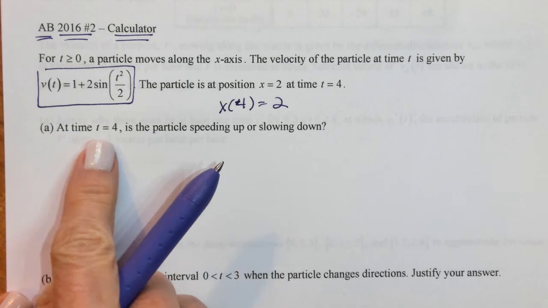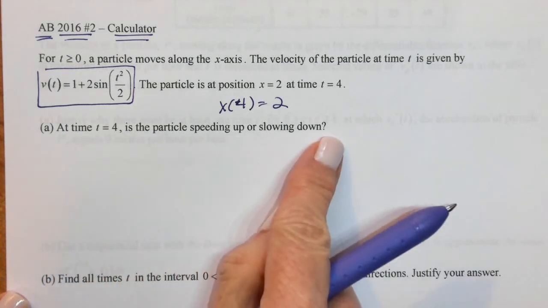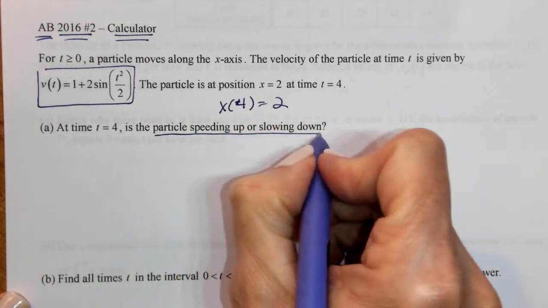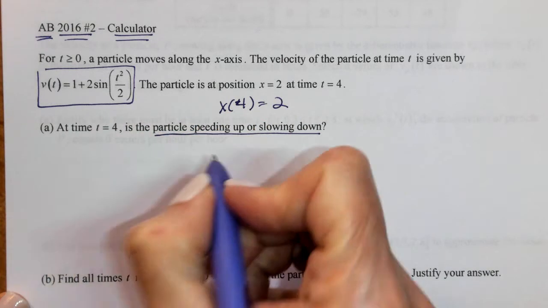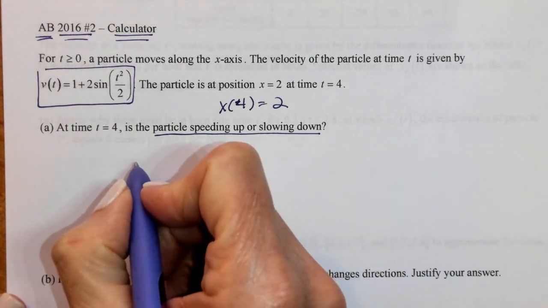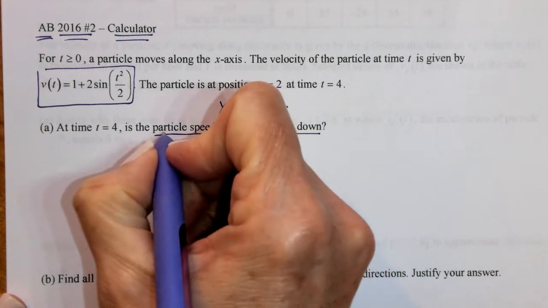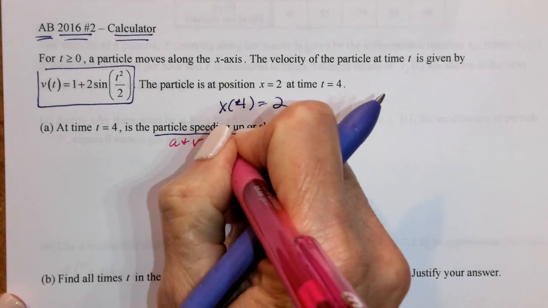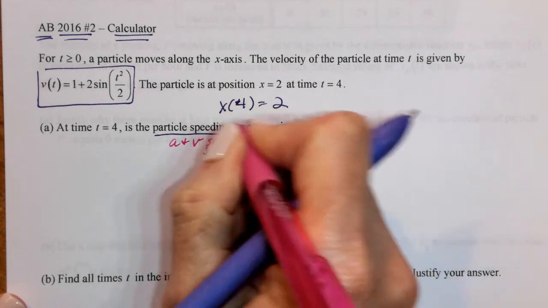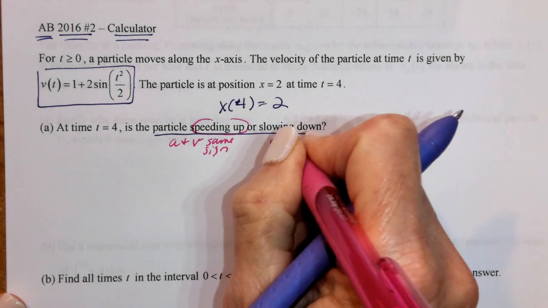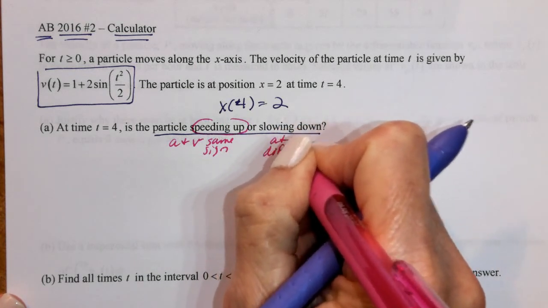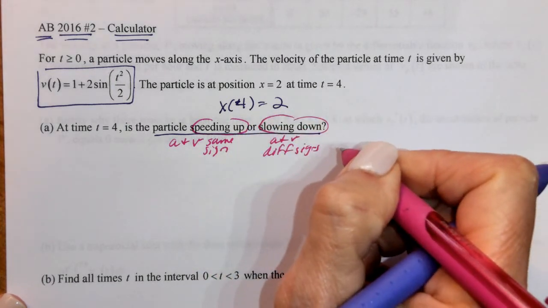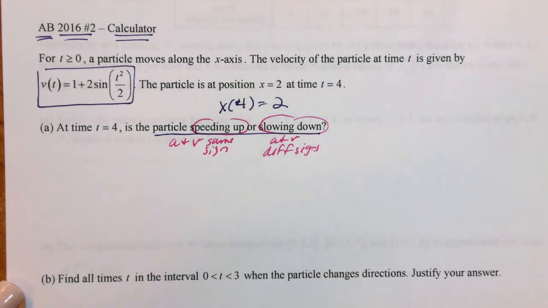Part A, at time 4, is the particle speeding up or slowing down? When we did rectilinear motion, we said that a particle is speeding up when acceleration and velocity have the same sign. Let me write that in here. A and V, same sign, means we're speeding up. A and V, different signs, means we're slowing down. So that's how we did it when we did rectilinear motion in the fall.